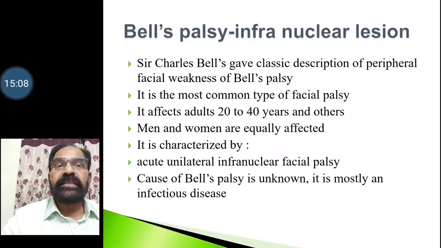Cause of Bell's palsy is unknown. It is mostly an infectious disease.